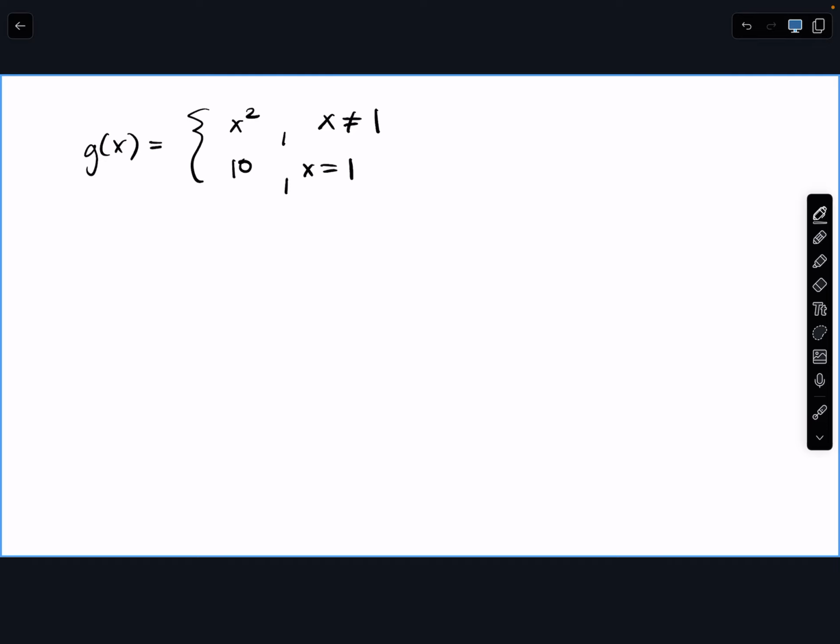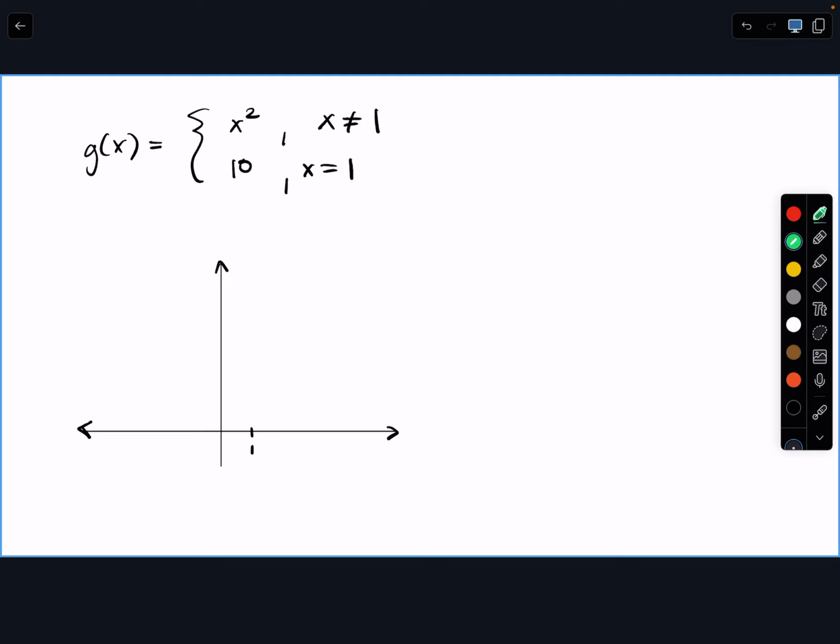If we were to think about the graph of this piecewise, which has similar behavior to the graph of f of x, but the rules of each piece are a little bit, at least that first piece is less complicated. This graph would look like x squared everywhere except for x equals 1. And whenever x is equal to 1, the y value is 10.